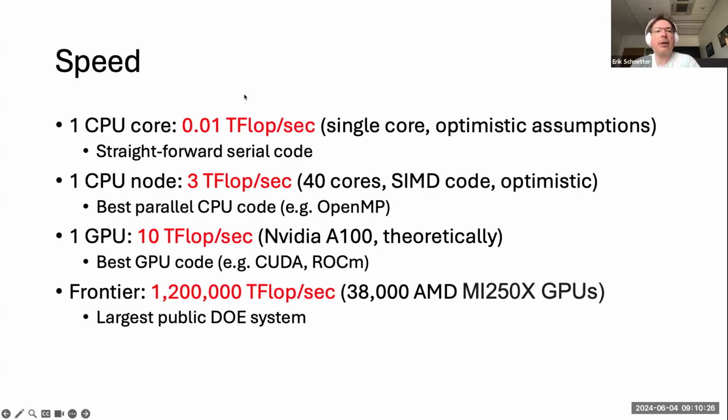That's 10 billion instructions per second. Or I'm using teraflop here. That's 0.01 teraflop per second. That's the straightforward serial code. If you have some Fortran code from 30 years ago, that's probably the speed that you would be getting.